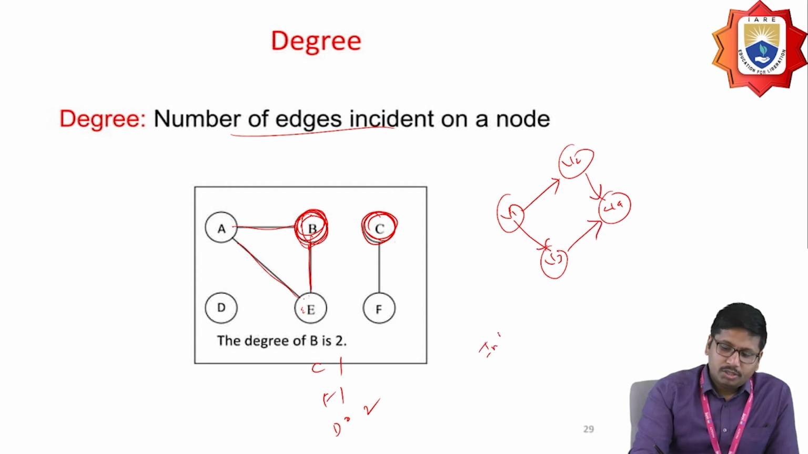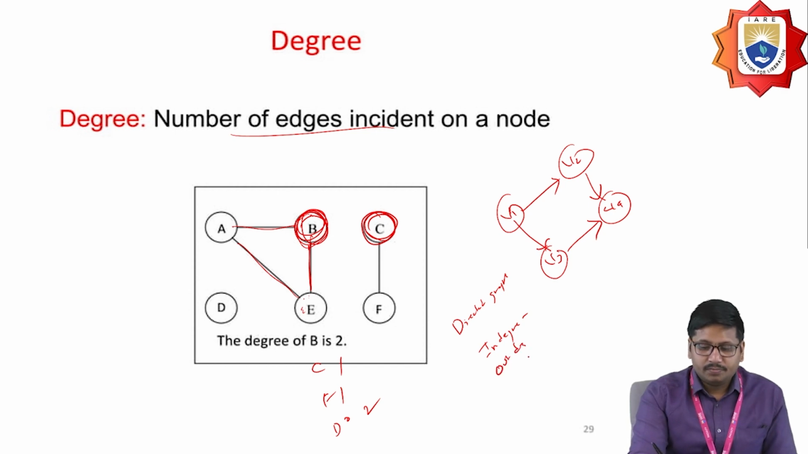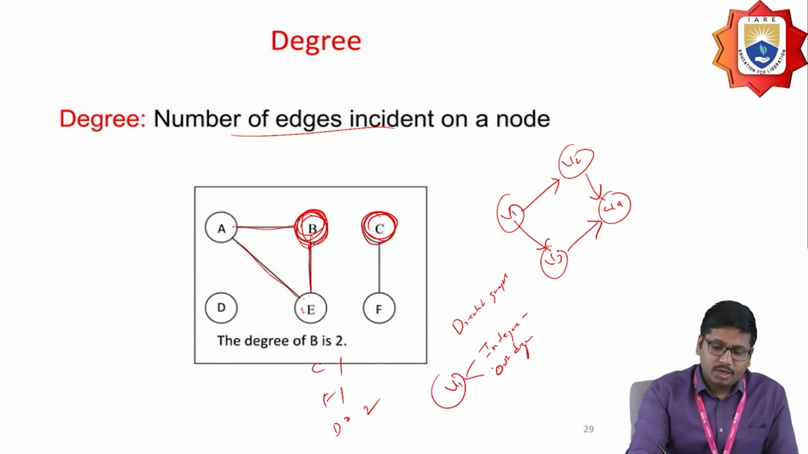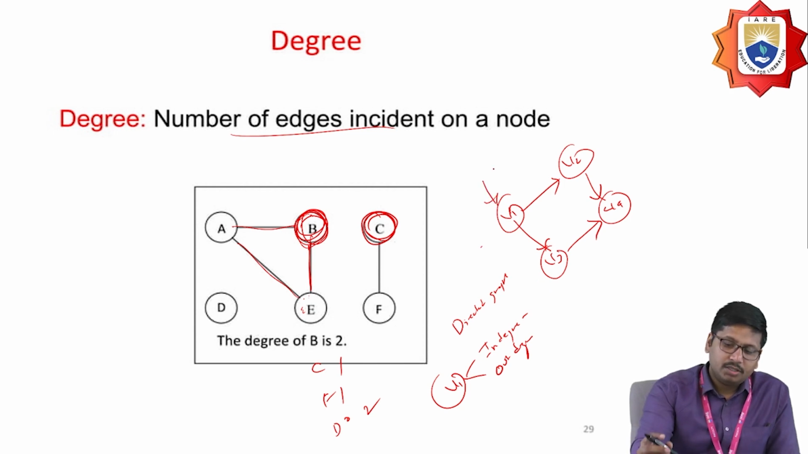So if I consider a directed graph, I am going to have two degrees, in degree and out degree. So for V1, what is the in degree? There are no incoming edges going to vertex V1, so it is 0. And there are two edges that are leaving from V1, so the out degree should be 2. So the degree of V1 should be 0 plus 2, that is 2.